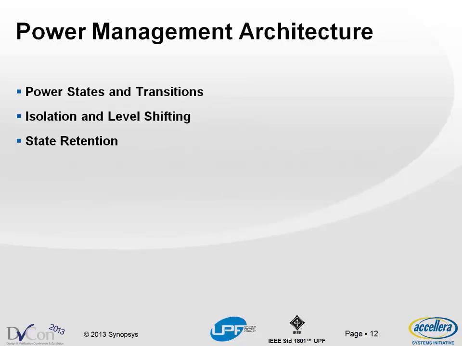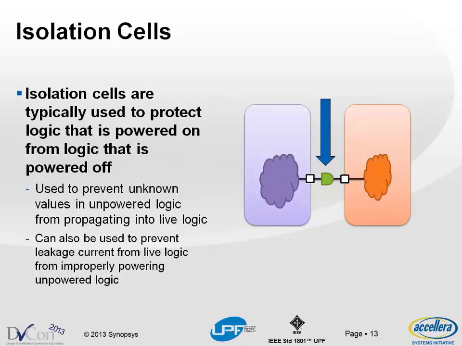Power management architecture. So we'll cover power state transitions, isolation, level shifting, state retention, basically, those special cells. As I said earlier, isolation cells basically protect one group of logic from another group of logic. So if the purple logic here is powered off, you don't know what logic values are going to propagate over into this orange group. So what the isolation cell does is give you a known value, either the last known value or a 1 or a 0, depending on what you choose. This way, you have a known state.